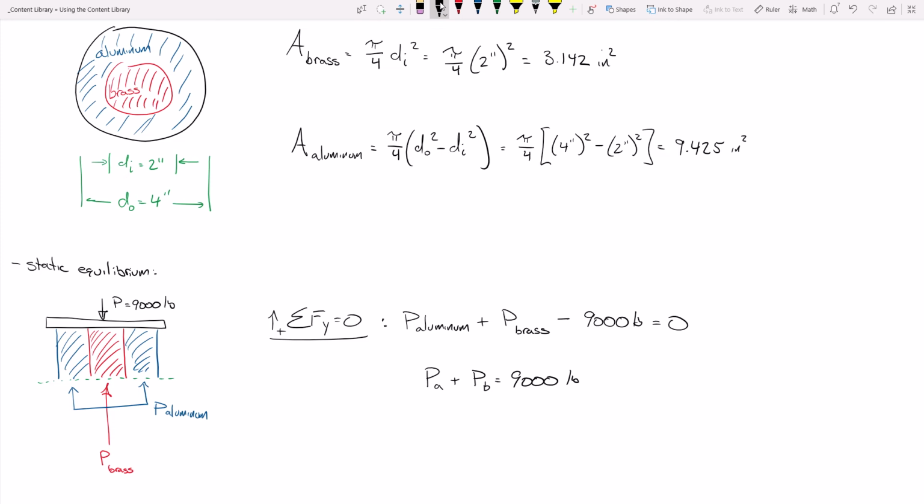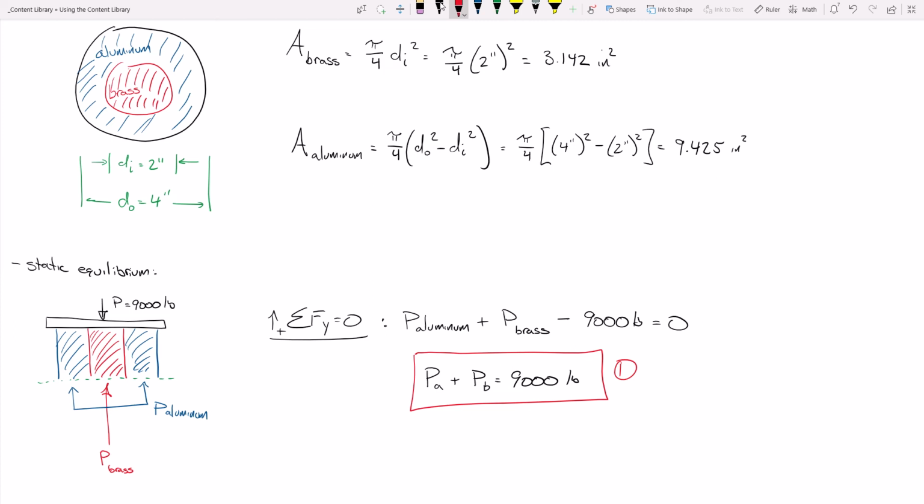But that's all statics tells me. This could be 6 and this could be 3. This could be 7 and this could be 2. Theoretically, this could be 9,000 and this could be 0. I know that's not the case, but there's nothing in the realm of statics that arms me with the ability to solve that. I don't have enough. So I'm going to call this equation 1. But I need another equation.